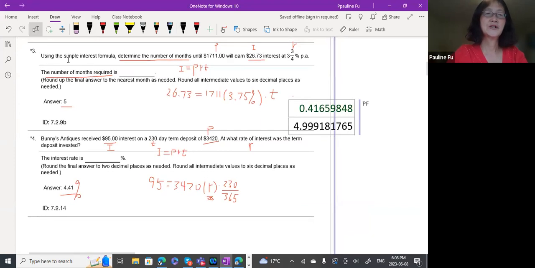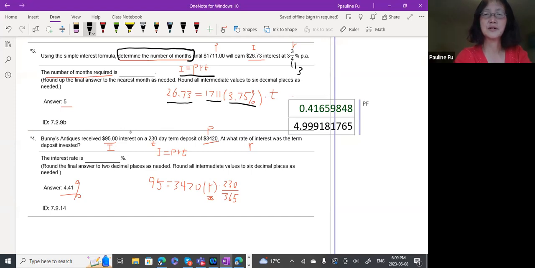Question 3. Use the simple interest formula. Determine the number of months until $1,711 will earn $26.73 interest at 3.75% per annum. So the question asks you, how many months? I equal to P times R times T. I is interest, 26.73. P is principal, 1,711. R, 3.75%. And then we solve for T.